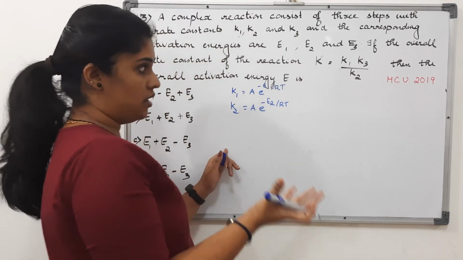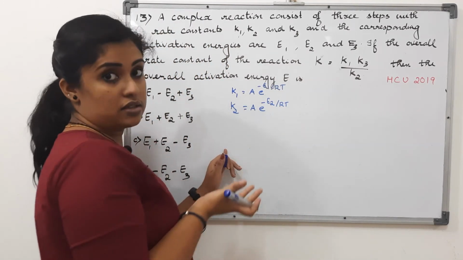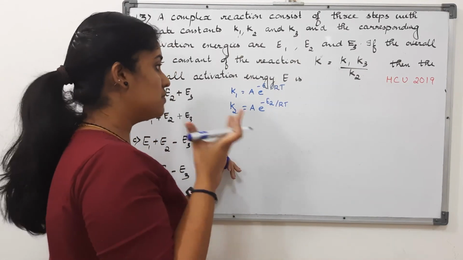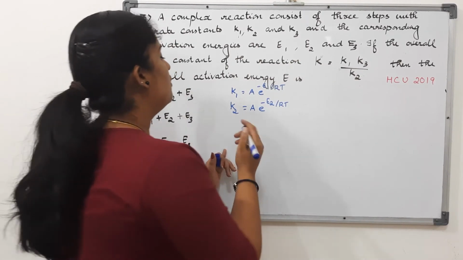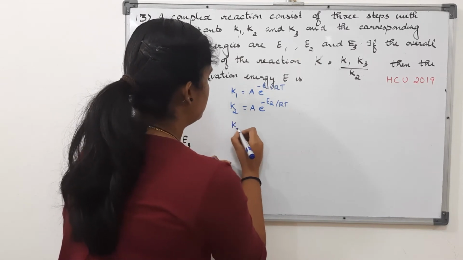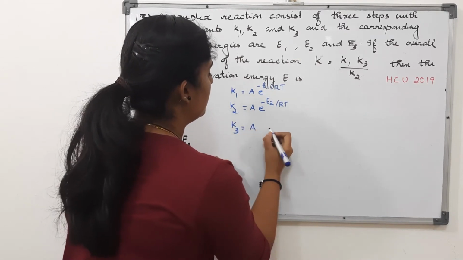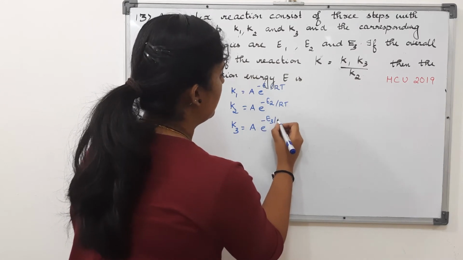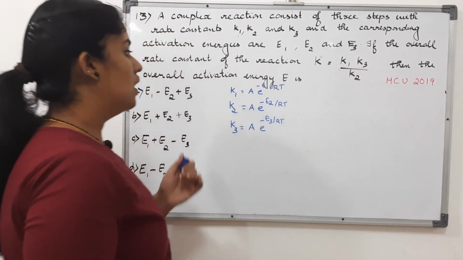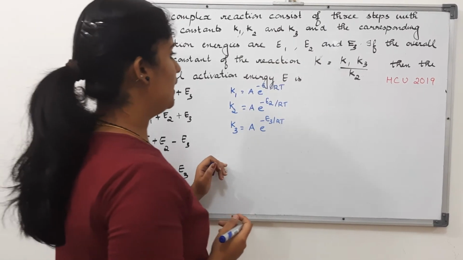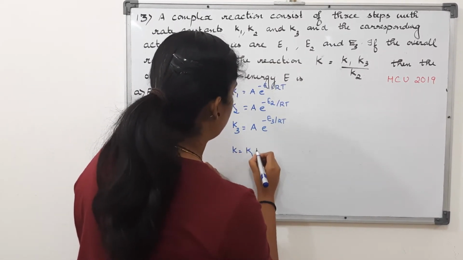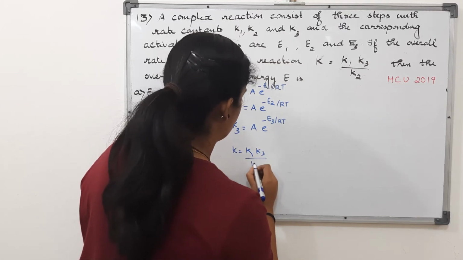Temperature also remains a constant here. Our gas constant is a constant, A is a constant. It's only K and the activation energy that keep varying for each step. And for the final step, we have K3 equals A into e power minus E3 by RT. Now, what we have to do is, they have told that K equals K1 K3 by K2.